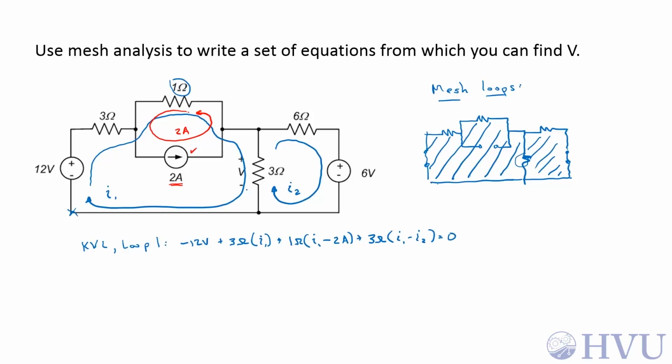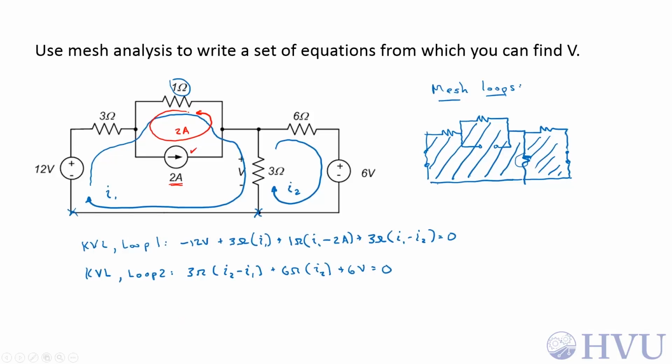Notice that I'm not caring about the voltage V that I'm ultimately trying to find. I'm only working with the mesh loops when I'm writing KVL. So KVL loop 2, starting down at this lower left-hand corner: 3 ohms times (I2 minus I1) now, plus 6 ohms times I2, which is the only mesh current going through that resistor, plus 6 volts is equal to 0.